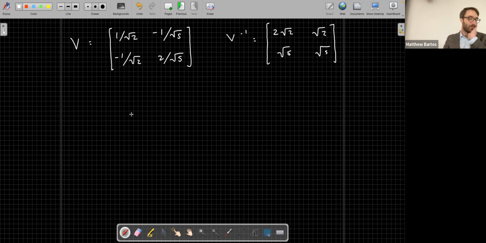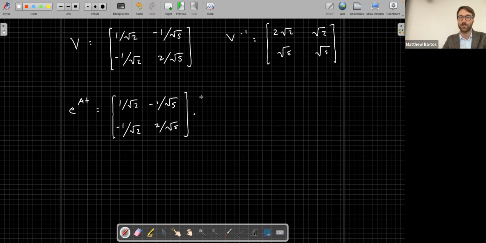If we want to compute the matrix exponential, all we have to do is multiply V times e to the Lambda t times V inverse. So let's go ahead and do that. We have e to the At. Let's just write out V again. Then V is being multiplied by e to the Lambda t. So what are the entries of e to the Lambda t going to be?